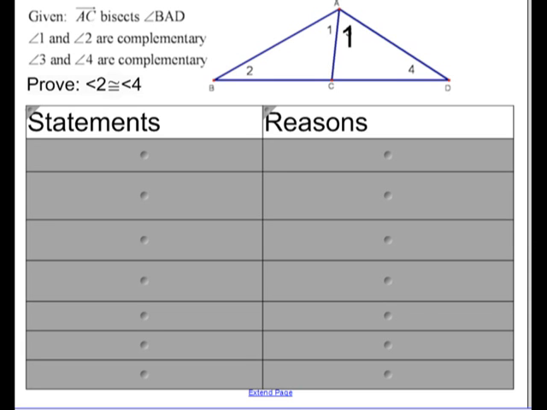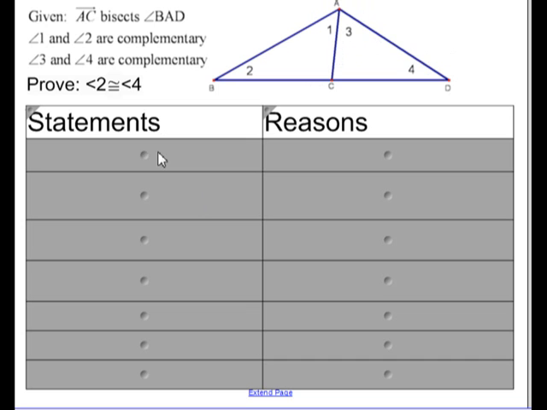Hello guys. Today I'm going to walk you through the proof that I asked you to do last night for homework. So let's take a look at it. I'm going to walk you through it step by step so you can follow along and see if you are on the right track. If you haven't really tried it yet, you should pause now, try it on your own, and then go from there.